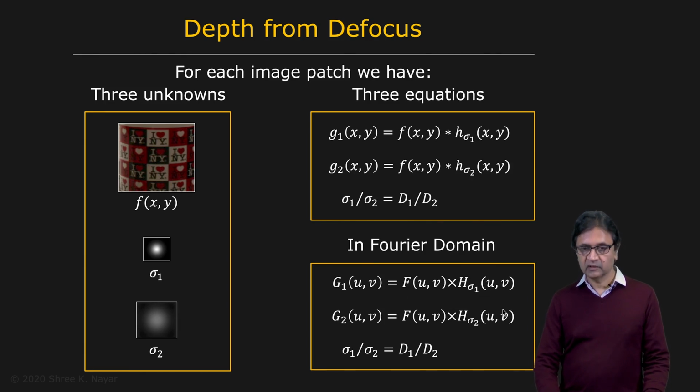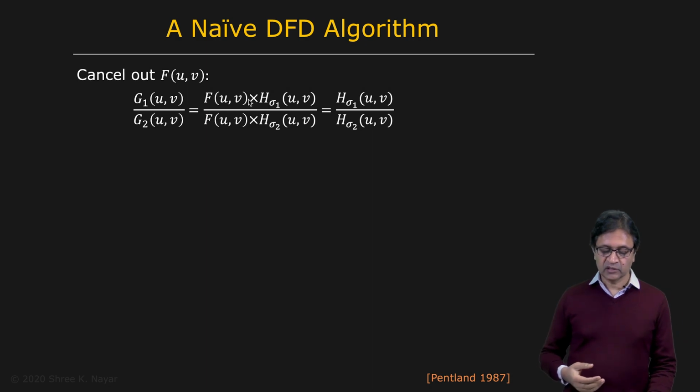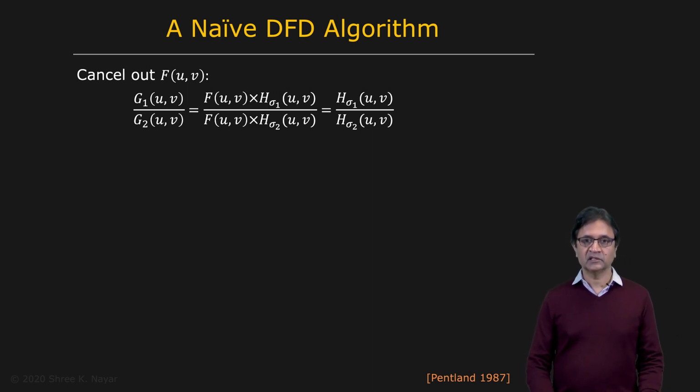And the same with the second image. And this constraint remains the same. So now what we're going to do is simply take the ratio of G1 to G2 right here in these two equations. So when you do that, you get this expression right here, and an interesting thing happens. Essentially, F UV gets cancelled out.